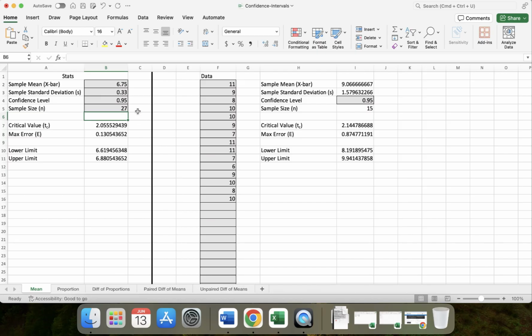Once we have those in, it does our computations for us. The critical t value is here. So if the homework asks for that, it comes up in the file itself. Margin of error, and then our lower and our upper limits. Those are what define our confidence intervals. So I gotta copy those down. I'll just do 3 decimal places: 6.619 and 6.881.